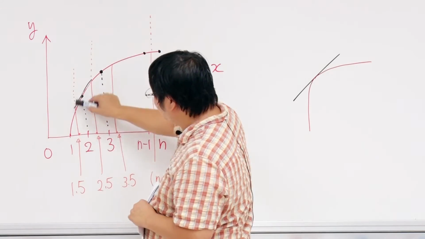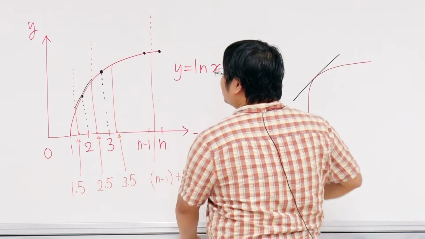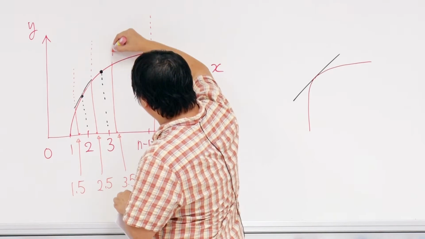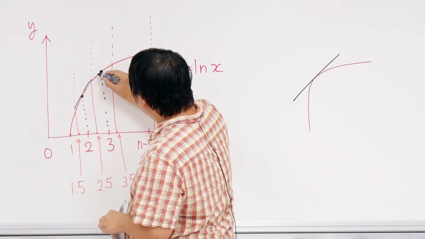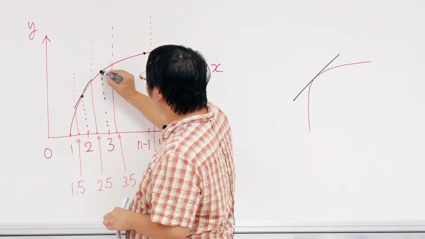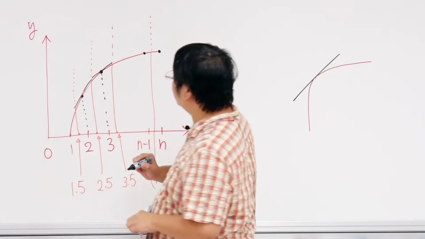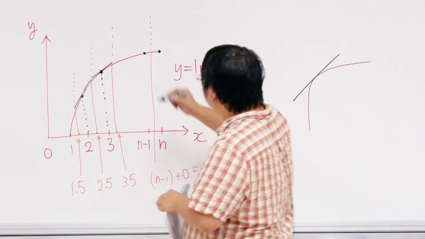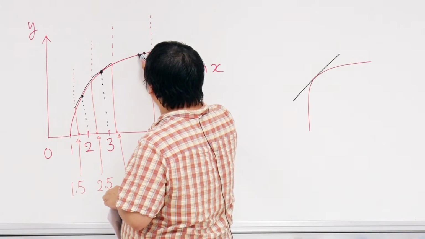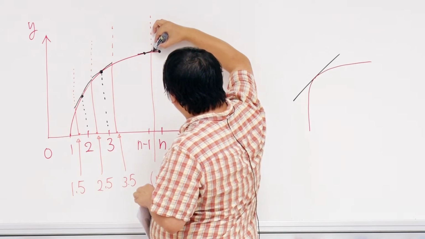So this time you get a trapezium again. And then how about this one? We do the same thing. We look at the tangent line of this one, and then we hit the curve like this. So in that sense, we have a lot of trapeziums up to this one, and then the last one is just a rectangle.